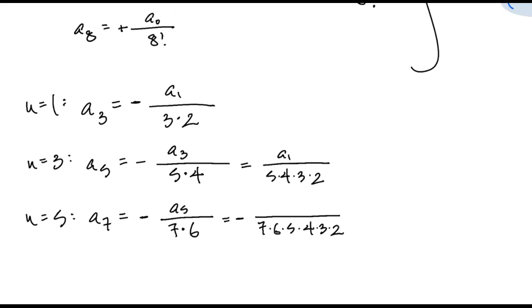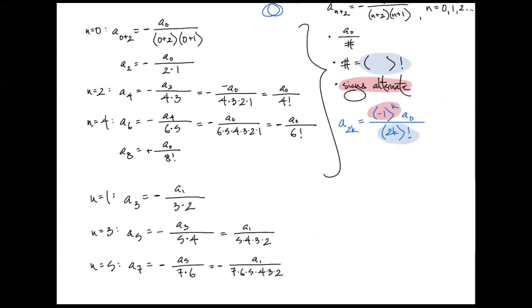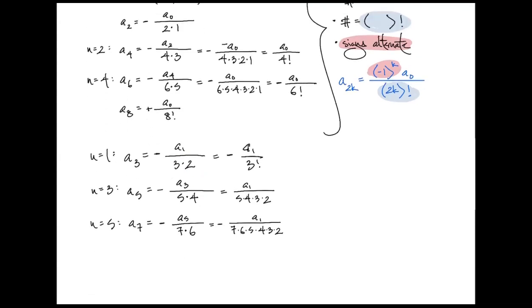Now I noticed that in our previous problem, with the even ones, we had the full factorial, right? 4 times 3 times 2 times 1 is 4 factorial. 6 times 5 times 4 times 3 times 2 times 1 is 6 factorial. However, 3 times 2 is actually the same as 3 times 2 times 1. So we could actually rewrite this as negative a sub 1 over 3 factorial. That's really ugly a, hold on.